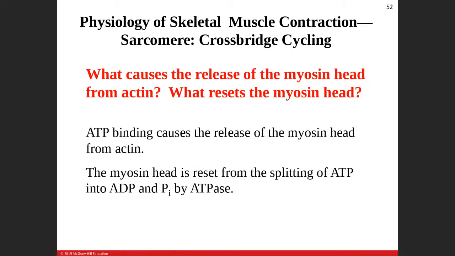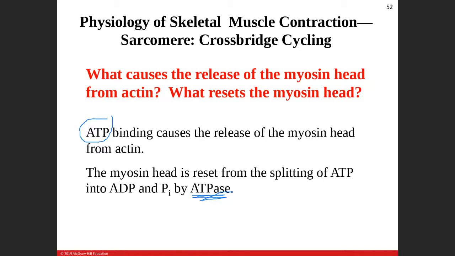So what causes the release of the myosin head from actin? There you go. There's our buddy, ATP. Boom! ATP causes the release. What resets it? The enzyme, ATPase. So when ATPase goes to work on ATP, it splits it into ADP and the inorganic phosphate.